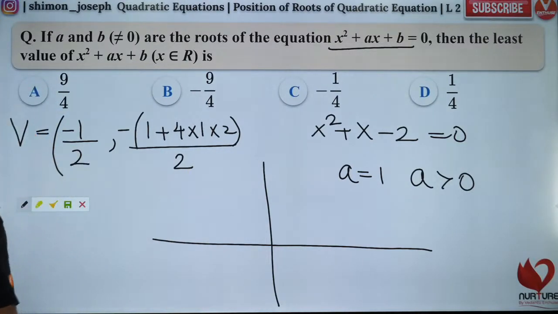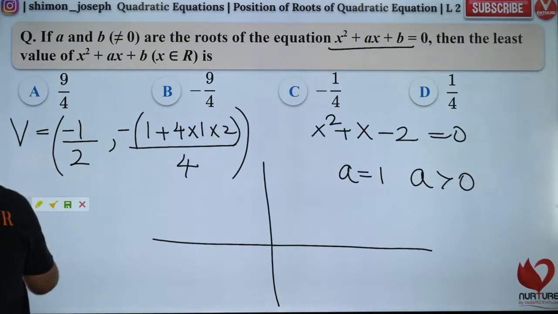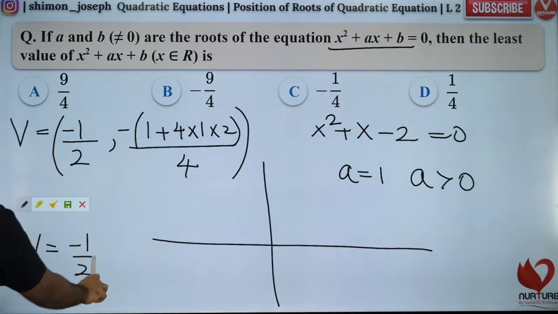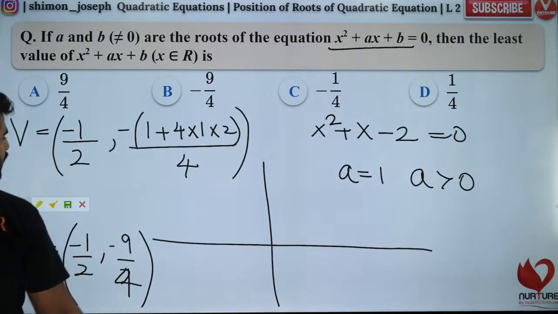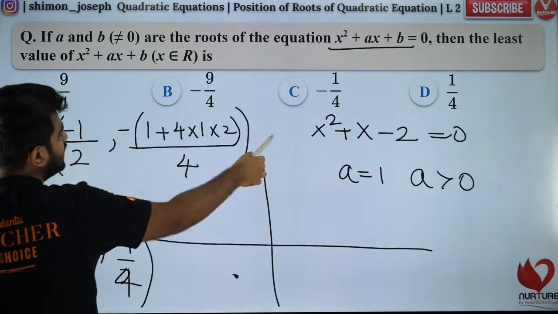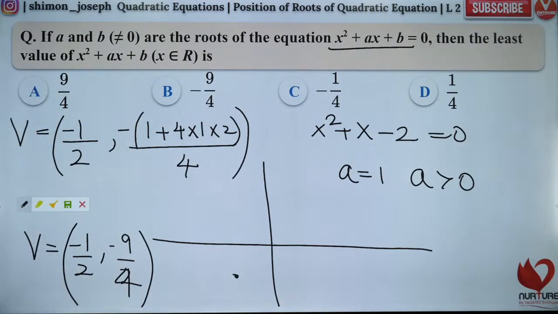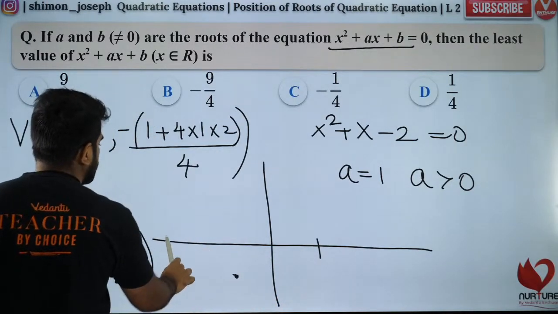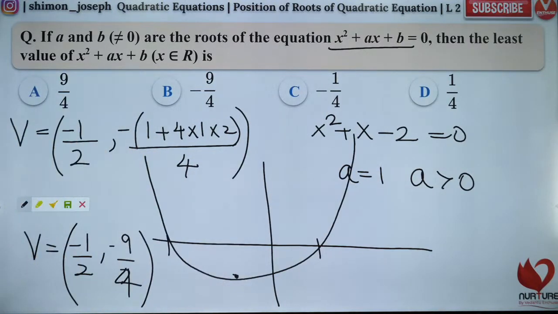Are you all clear? Everybody? Minus d by 4a, right? So the vertex is equal to minus 1 by 2 comma minus 9 by 4. So the vertex will be minus half comma minus 9 by 4. So this is the vertex. And the roots are what? Any idea? The roots are 1 and minus 2, isn't it? So 1 is one root, minus 2 is one root. So the graph will be like this. Are you all clear? Did you all like it?